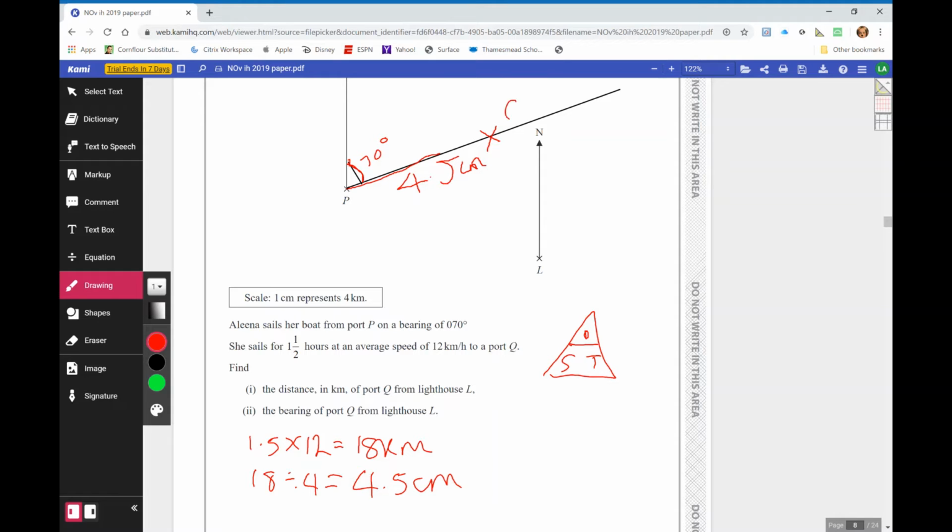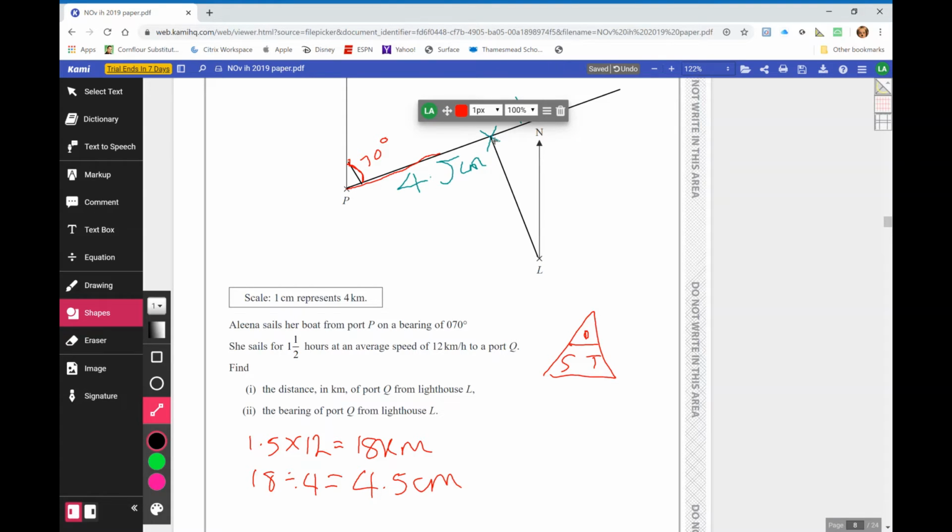Then find the distance in kilometres of port Q from the lighthouse L. So then you get a ruler and measure. I'll do a line here. Then you measure from port L how far that is. So you would literally measure that. I can't do that on here, it won't let me for whatever reason. Measure that from there, and that tells you how far it is from L.